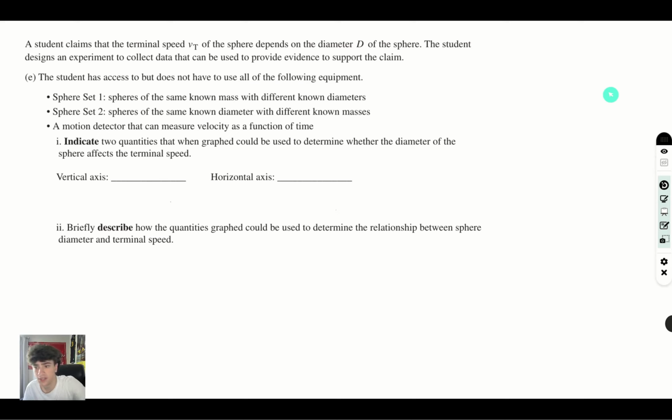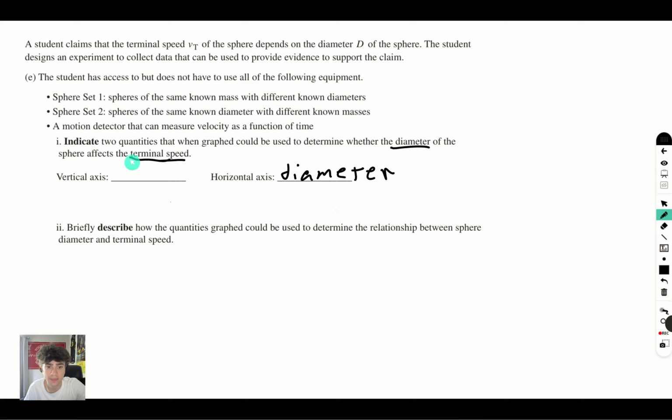affects the terminal speed. So I think the logical option here would be to use the two variables that are mentioned in the prompt, which is the diameter and the terminal speed. We know that usually you want to use the independent variable on the horizontal axis, which is the diameter. So here we go, diameter here. And you know that you want to use the dependent variable on the vertical axis, terminal speed.